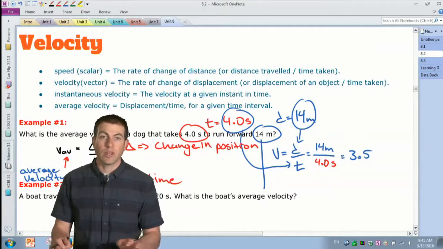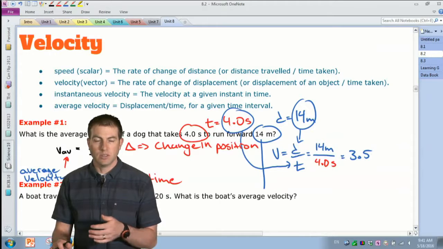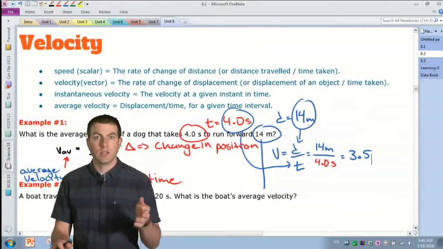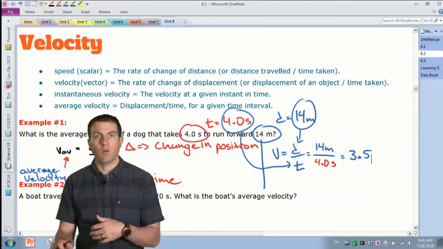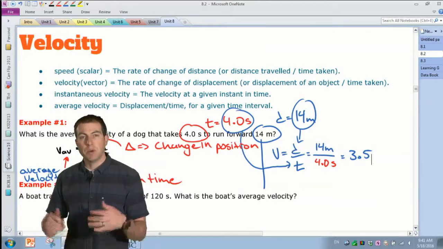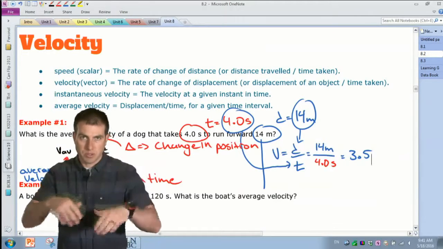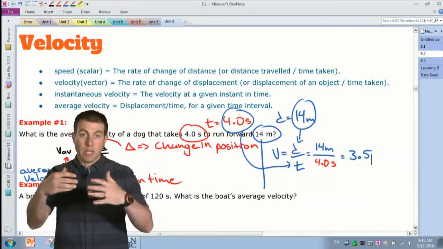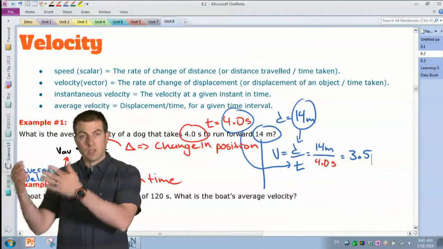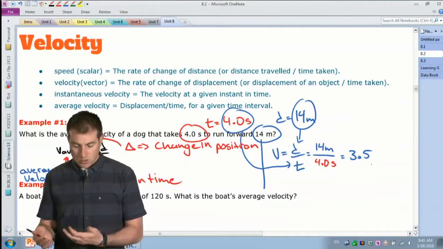One really cool thing about physics is that when we put our units into an equation, they will always work out. What do I mean by that? Well, if I put meters on the top of my equation and seconds on the bottom, I do the calculation, my answer is going to be in meters per second. It's just the way it works.